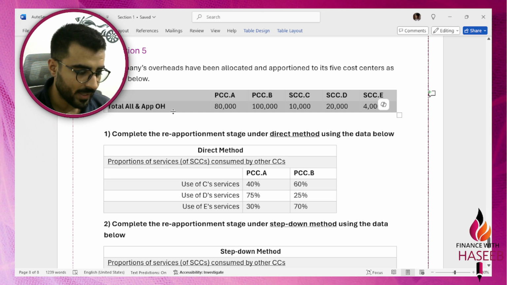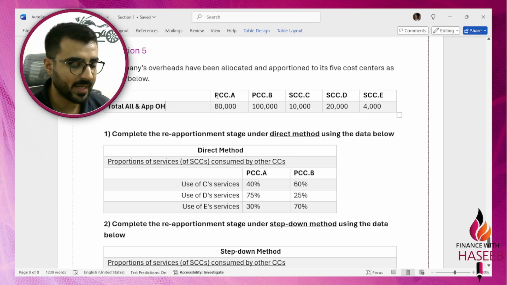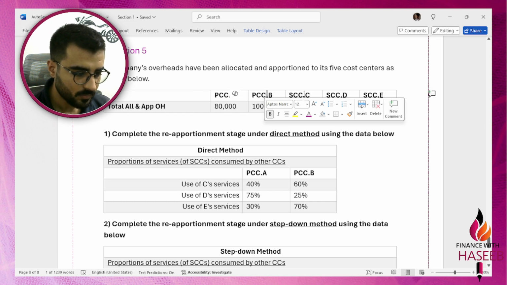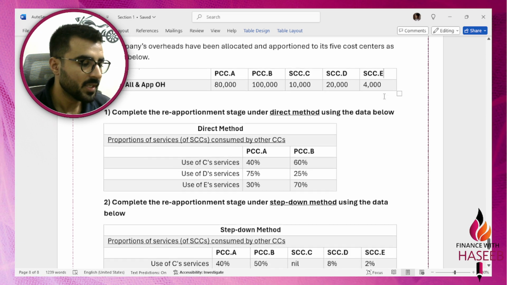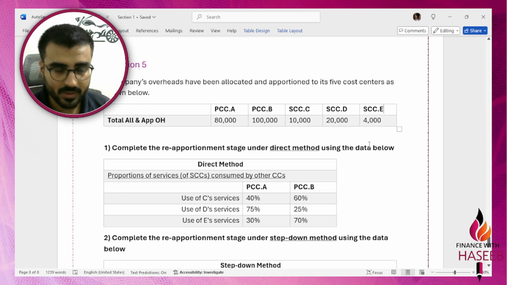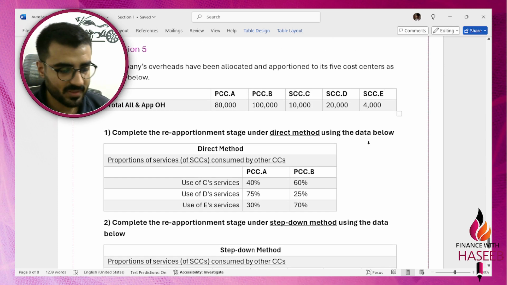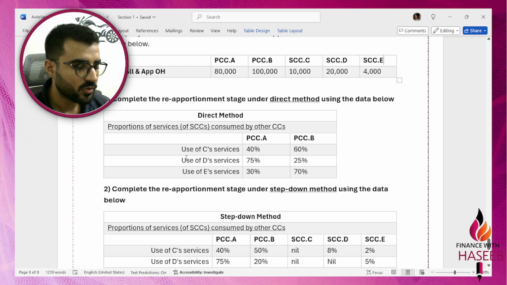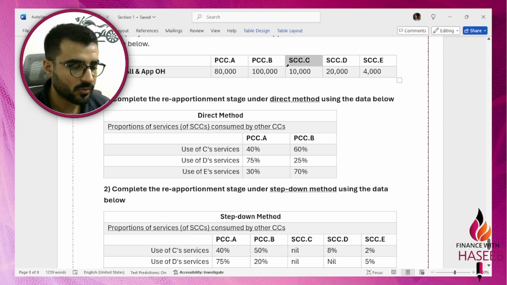Total allocated and apportioned overheads for each cost center have been given: production cost center A, production cost center B, production cost center C, production cost center D, service cost center C, service cost center D, service cost center E. The first part says to complete the reapportionment stage under the direct method using the data below. So let's check the data. C is the service cost center.